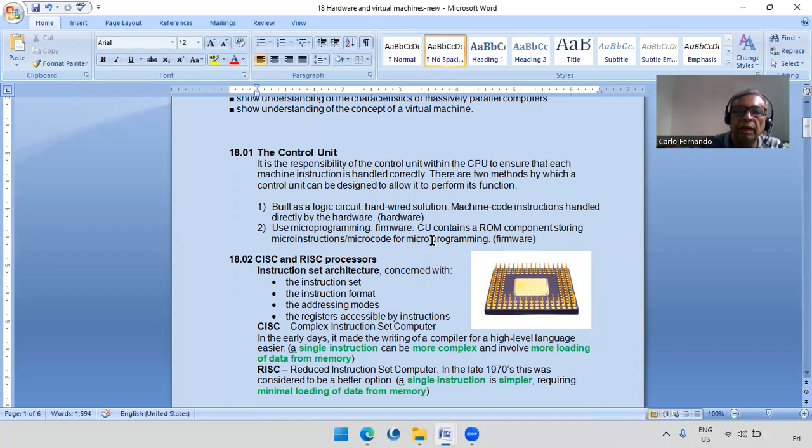Hardware and the firmware. CU, that is control unit, contains a ROM component. You know already what ROM is, read-only memory. That type of component is there, storing micro instructions or microcode. Another term is microcode for microprogramming. That is firmware.